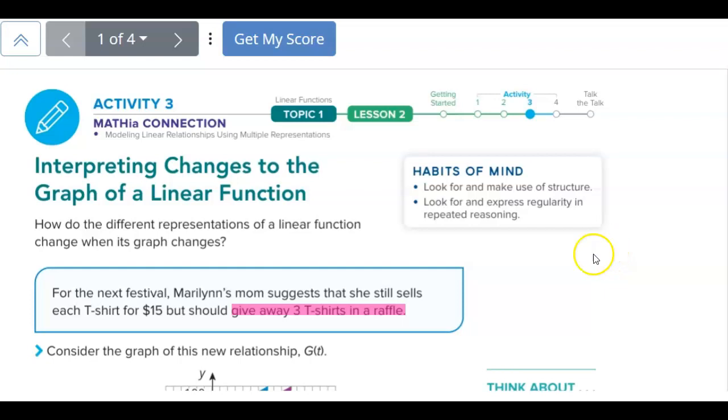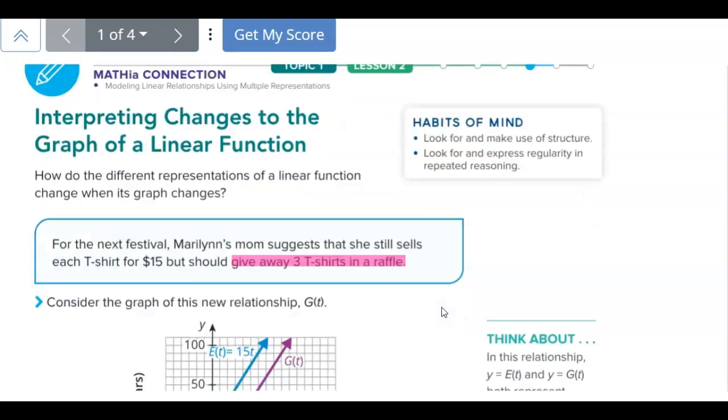In the previous assignment, there was a scenario in which Marilyn was selling t-shirts for $15, and we were figuring out things about that situation. This assignment continues our study of Marilyn's t-shirt business, but Marilyn's mom came up with an idea that they're going to keep selling shirts for $15, but they're going to give away 15 shirts as kind of a promotional activity.